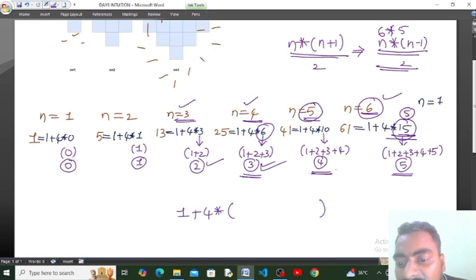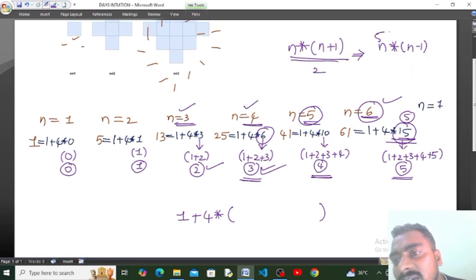For n is equal to 5, we need the first 4 natural numbers, right? So substitute here, n is 5. So 5 into 5 minus 1, 4, divided by 2. So 5 into 4, 20. 20 by 2, how much? 10. So we are getting 10. 10 means what? First 4 natural number sum for n 5. Yes or no? I hope you are understanding how this formula is working, right?